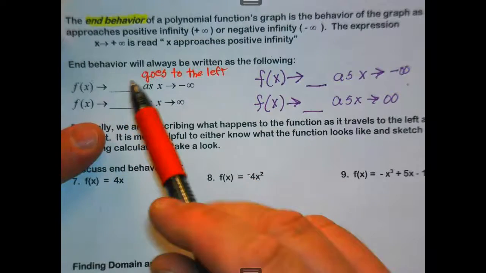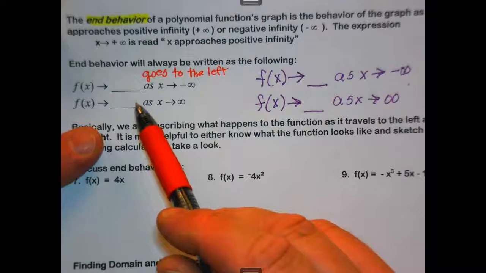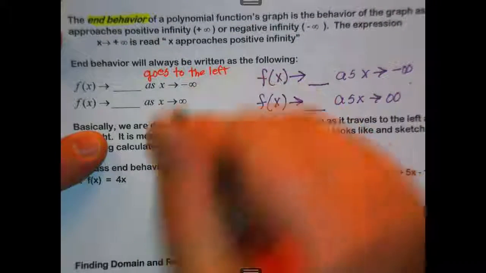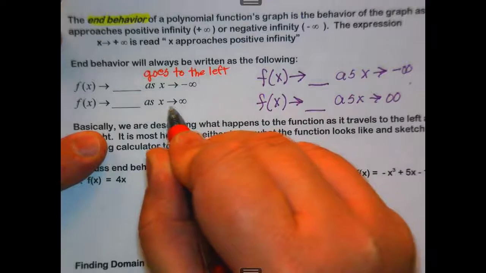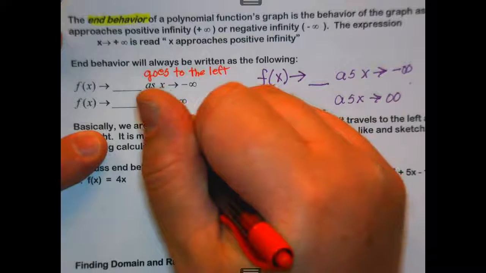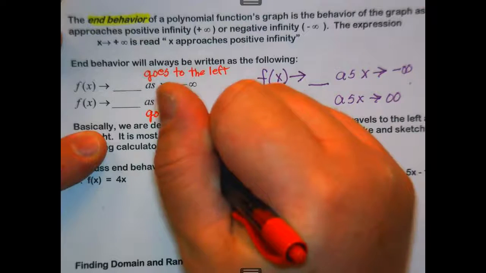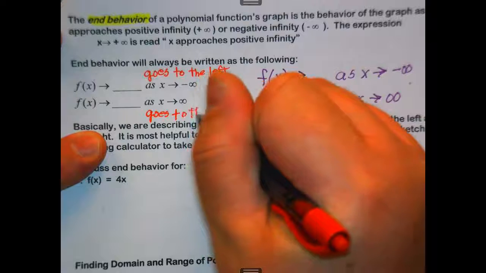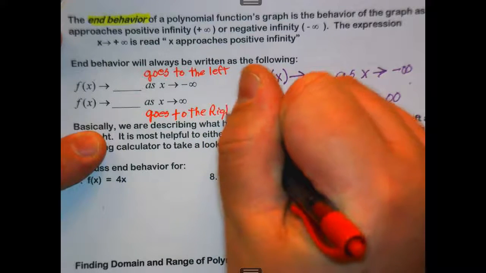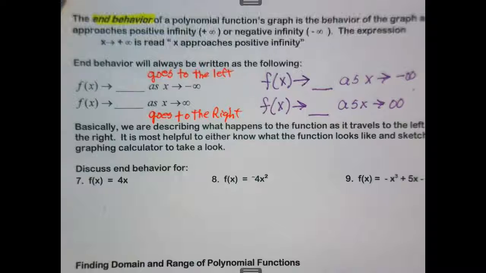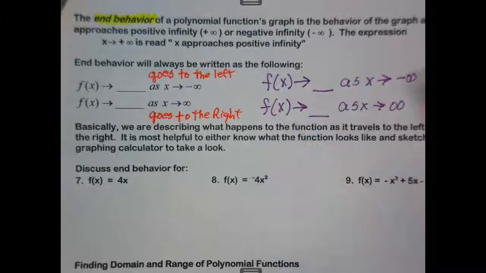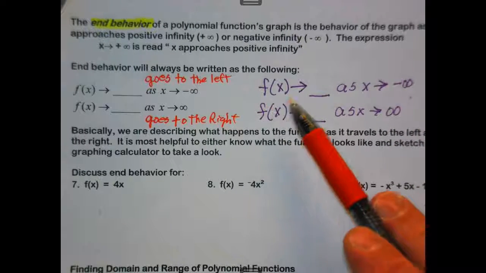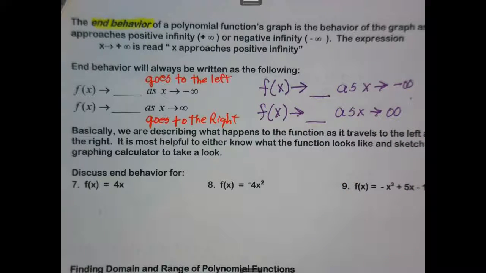Now it changes. It depends on the function, right? And then on the x-axis, as you go to positive infinity, you're going to be looking at when x goes to the right. Okay, that's kind of like the layman's terms, the non-mathematical terms. Mathematically, we're going to say as x approaches negative infinity, the f of x approaches, and you fill in the blank.